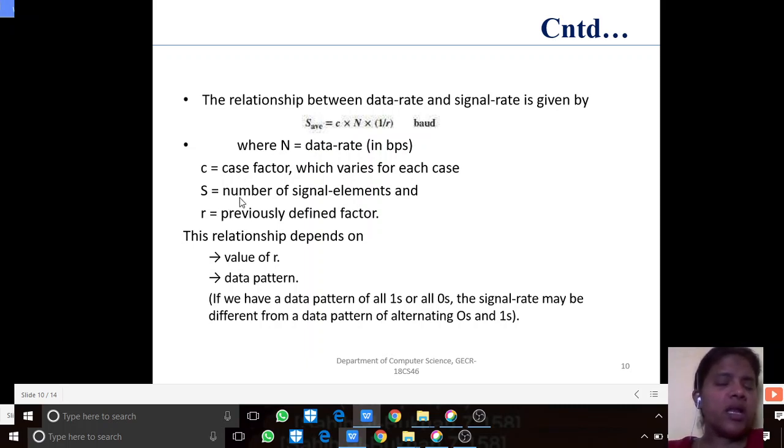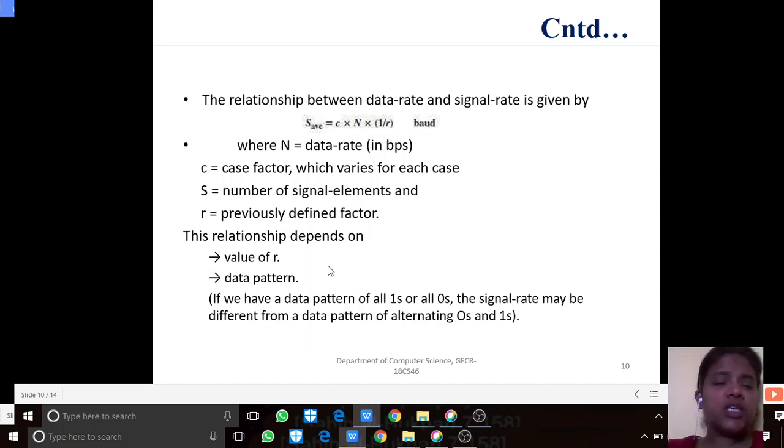S being the number of signal elements. S average is the signal rate. Now the relationship between the data rate and the signal rate is represented by baud. Average signal rate being sent is S = C × N × (1/R). So as N increases, it also increases the signal rate because it's directly proportional. Now we have to see the side effect of this.